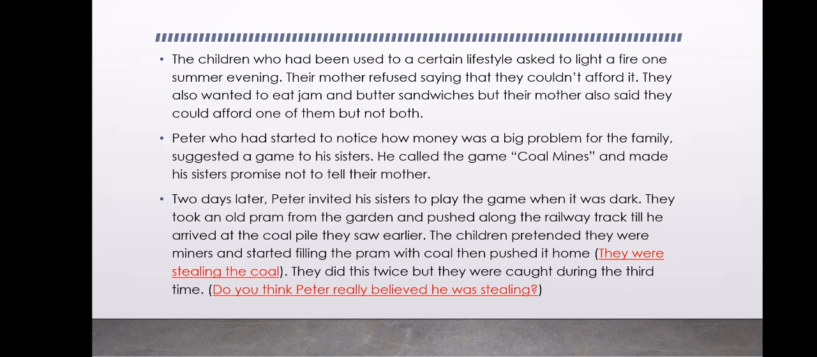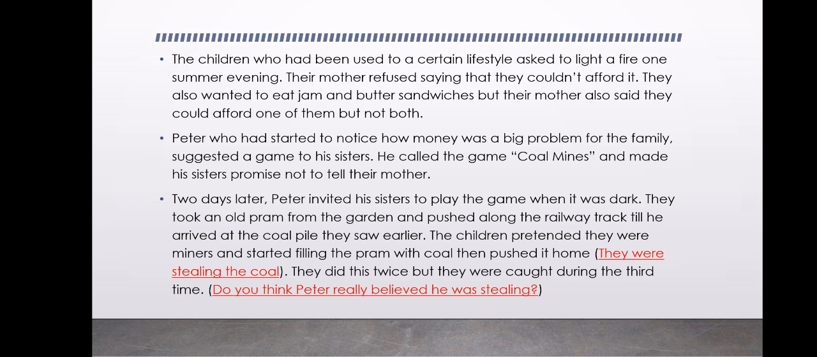Two days later, Peter invited his sisters to play the game when it was dark. They took an old pram from the garden and pushed it along the railway tracks till he arrived at the coal pile they saw earlier. The children pretended that they were miners and started filling the pram with coal, then pushed it home. They were stealing the coal. They did this twice, but they were caught during the third time.